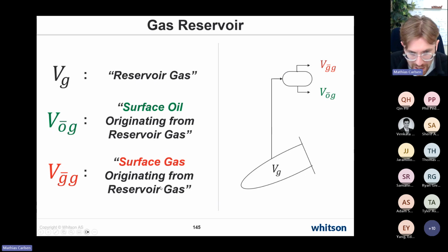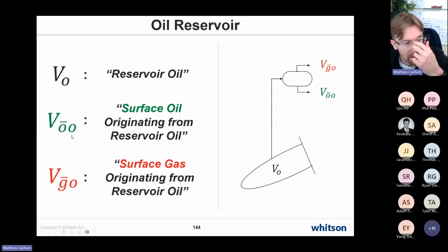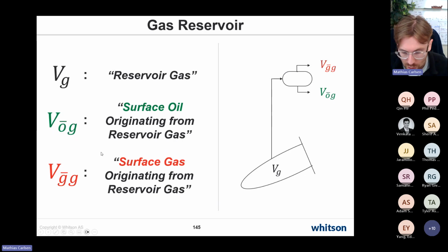We can also have surface gas originating from reservoir gas. That's just gas at surface. So you can have both oil and gas at surface that originates from either the gas phase or the oil phase in the reservoir, and that's why you need to define and introduce these symbols right here, which SPE did in the phase behavior monograph written by Curtis.